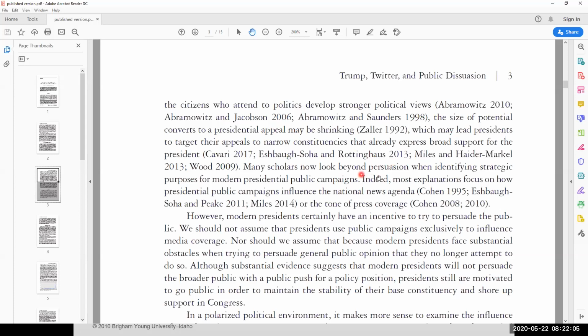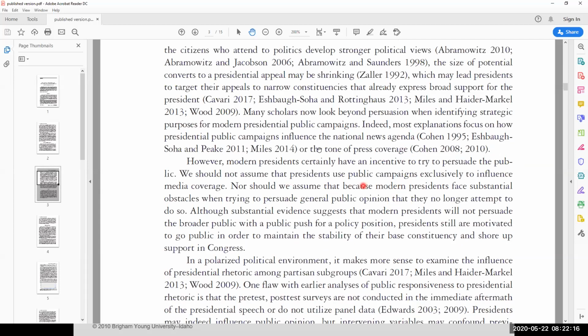Some people say that presidents are not even trying to persuade when they give speeches anymore. Maybe they're doing these other things, right? Cite those people. But they should probably have an incentive to try to persuade people when they can. In this whole paragraph, I have no citations, because it's just an argument that I'm making and nobody else has made it before. But it's an important argument for this paper, right? Just because it's hard for presidents to persuade doesn't mean they don't ever try.